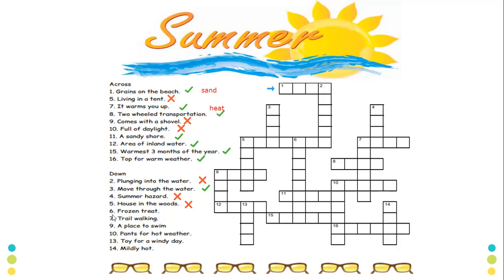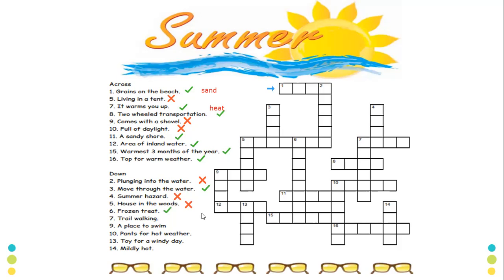How about six? Number six is frozen treat. Yeah, treat. You know treat, right? Treat, like not treating someone. Yeah, that's a different one. Treat, like food treats. Treats, like food, okay? Ice cream. Oh, yeah, that's correct. Frozen treat, that's correct. Ice cream is a frozen treat, that's correct.